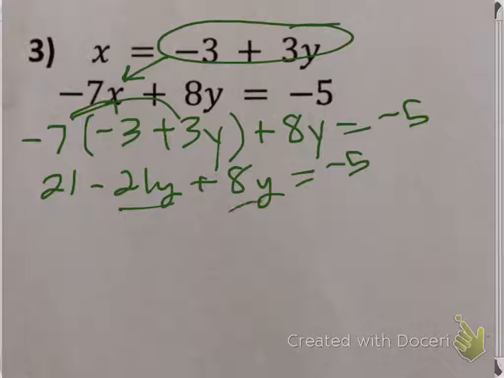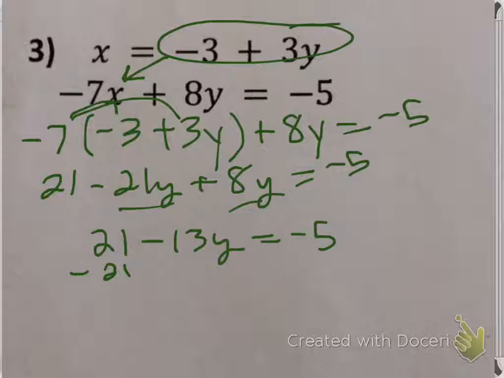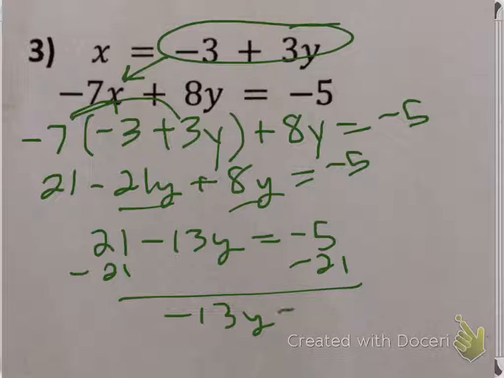I'm going to combine my like terms on this side. I have a negative 21 plus 8, so I get a negative 13 on my y's. So I have 21 minus 13y equals negative 5. I'm going to continue to solve this by getting y by itself. So I'm going to subtract the 21 over. And I get a negative 13y equals negative 26. Divide both sides by negative 13, and I get y equals 2.